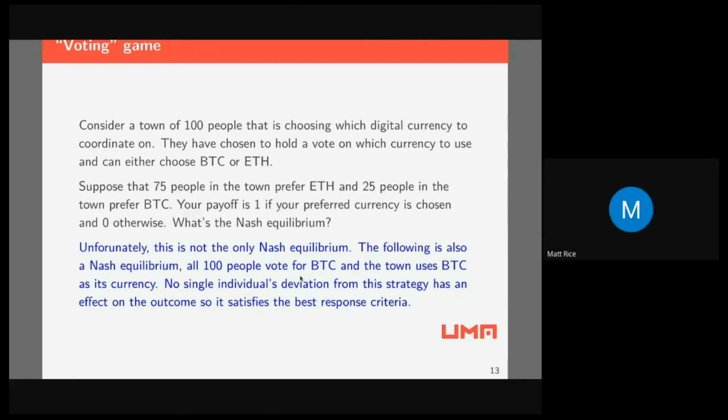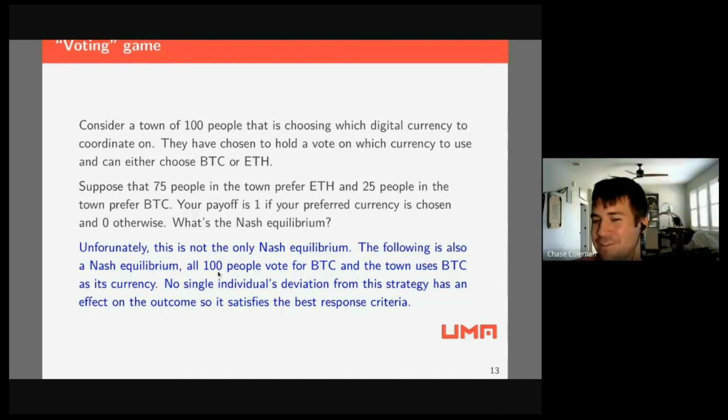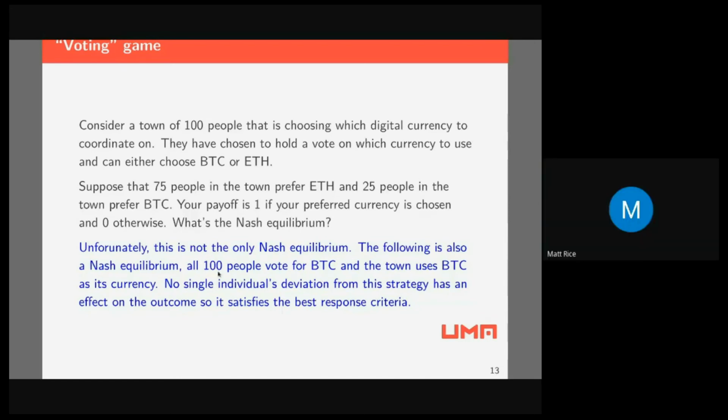Interesting. I thought a Nash equilibrium meant that, like, I see. You're saying there are many equilibria. It doesn't matter what I vote. I could give you any number of people except 50-50, I think. I see. That makes sense.